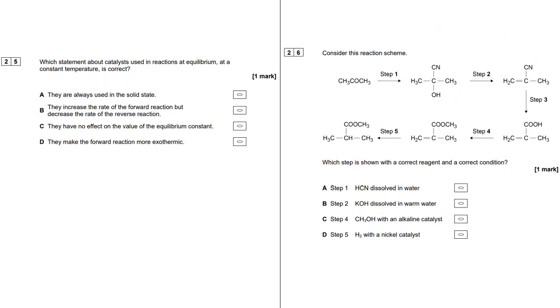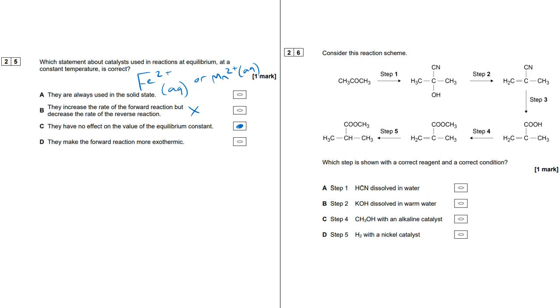Question 25. Which statement about catalysts used in reactions at equilibrium is correct? So they're not always in the solid state. So you've seen examples of catalysis where you have aqueous catalysts like Fe2+ or Fe3+, or the manganese ion in autocatalysis. They increase the rate of the forward reaction but decrease the rate of the reverse reaction. That's an incorrect statement. They increase the rate of both the forward and reverse reactions equally. They have no effect on the value of equilibrium constant Kc. That is a correct statement. The only thing to affect the value of Kc is temperature.